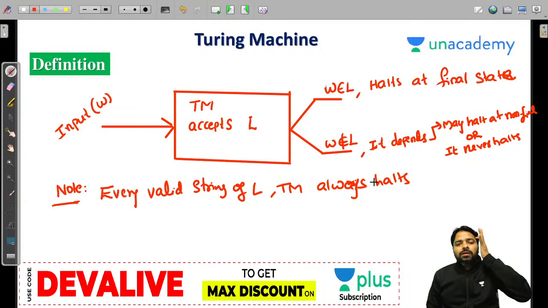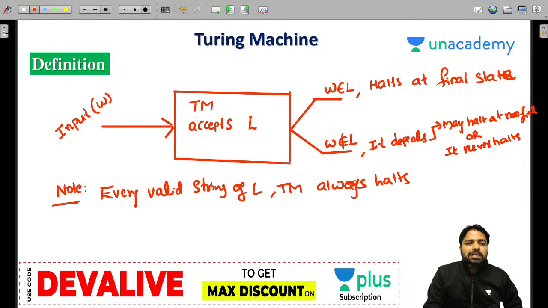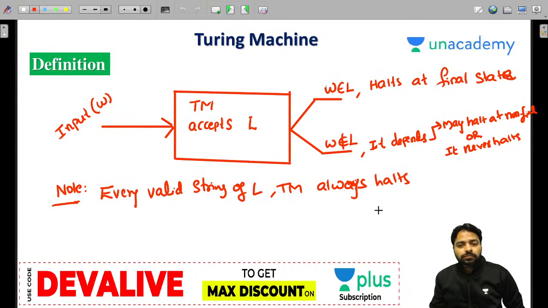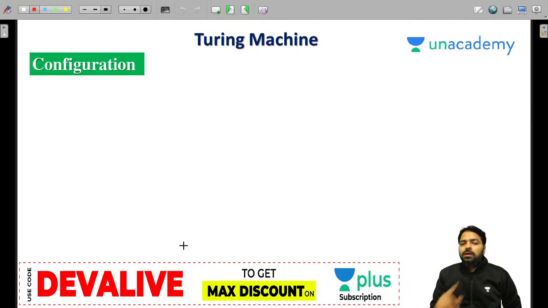Everybody, a Turing machine's topic especially depends on the definition of a Turing machine, because we are not going to implement the practical everything here. Okay, definition of TM, I will recap this after some time. Let's move on to configuration. How is the configuration of TM, the standard Turing machine I am talking about.